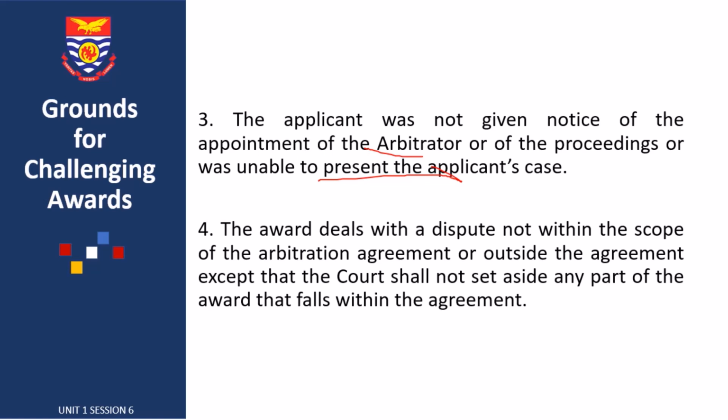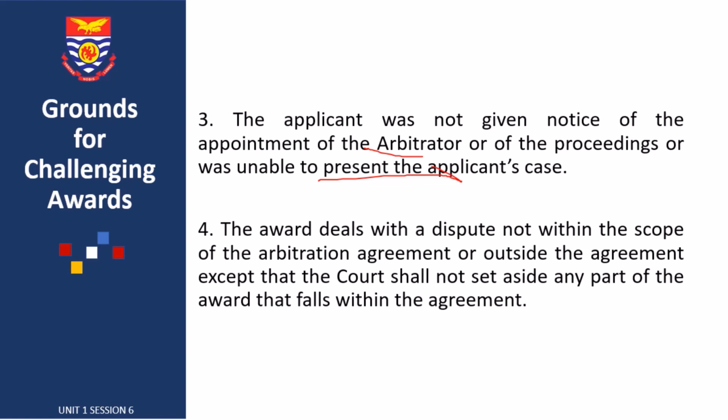You should also understand that where the award deals with a dispute not within the scope of arbitration or outside the agreement, the court shall not set aside any part of the award that falls within the agreement. So this is what the law is saying. When the arbitrator goes beyond its powers, you have been asked to settle case A, then you go and settle case B, that decision will not bind the party, because that was not the decision that you were told to adjudicate on.